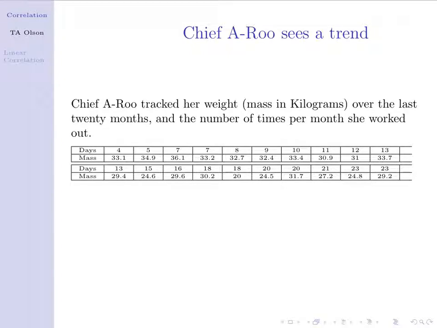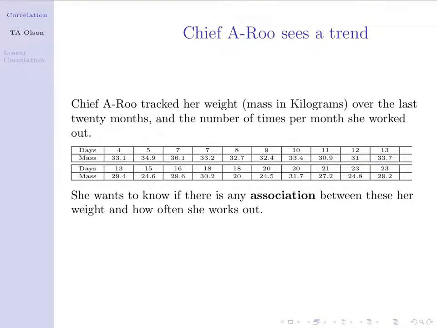Right? So here are her data. She worked out 4 days one month and her mass was 33.1. She worked out 11 days a month, her mass was 30.9 kilograms, etc. 23 days a month, mass was 24.8 kilograms. And what she wants to know is if there's any association between these two data sets, between her weight and how often she works out.